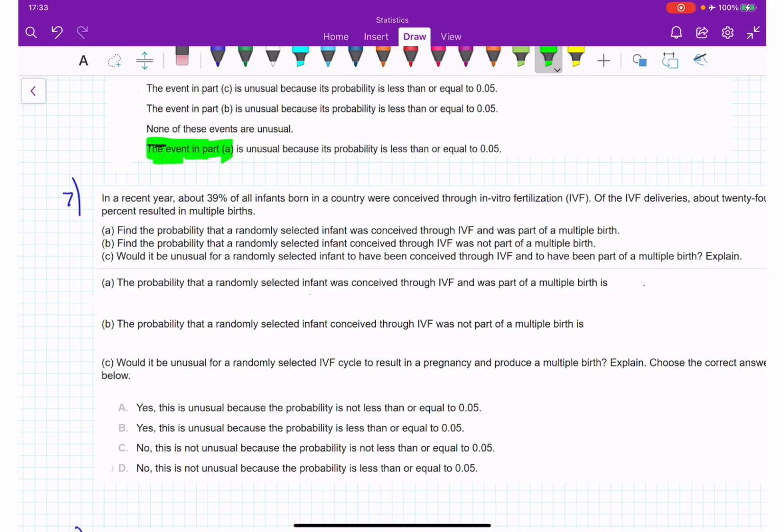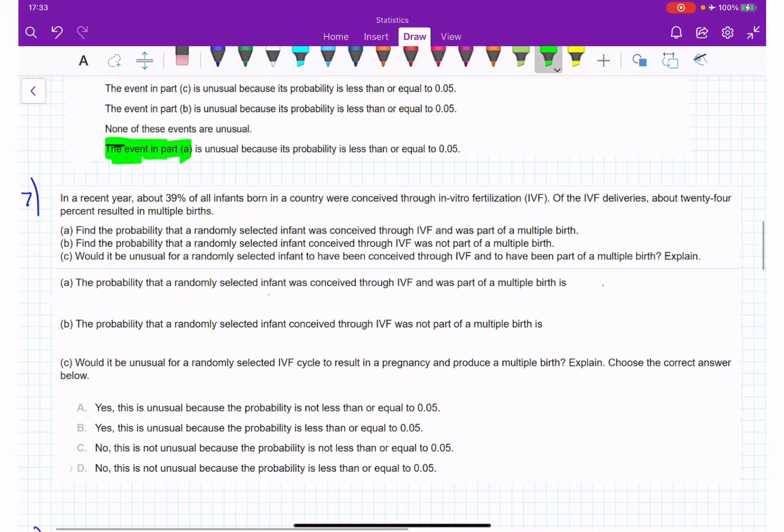Okay, question number 7. In recent years, about 39% of all infants born in the country were conceived through in vitro fertilization. And about 24% resulted in multiple births. Okay, so let's find out question A. Find the probability that a randomly selected infant was conceived through IVF and was part of a multiple birth.